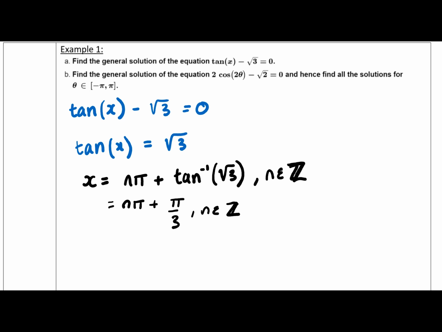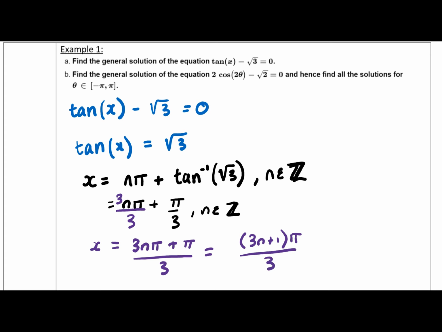However, it's usually best practice to simplify the answer. So let's get this all over one common denominator. I can represent n pi as 3n pi on 3. That way I've got a common denominator. And now I can say x is equal to 3n pi plus 1 pi divided by 3. And if I take pi out as a common factor, I've got (3n plus 1) pi all over 3, where n is an element of Z. So this is a more complete answer, and it's one that I would suggest you do.